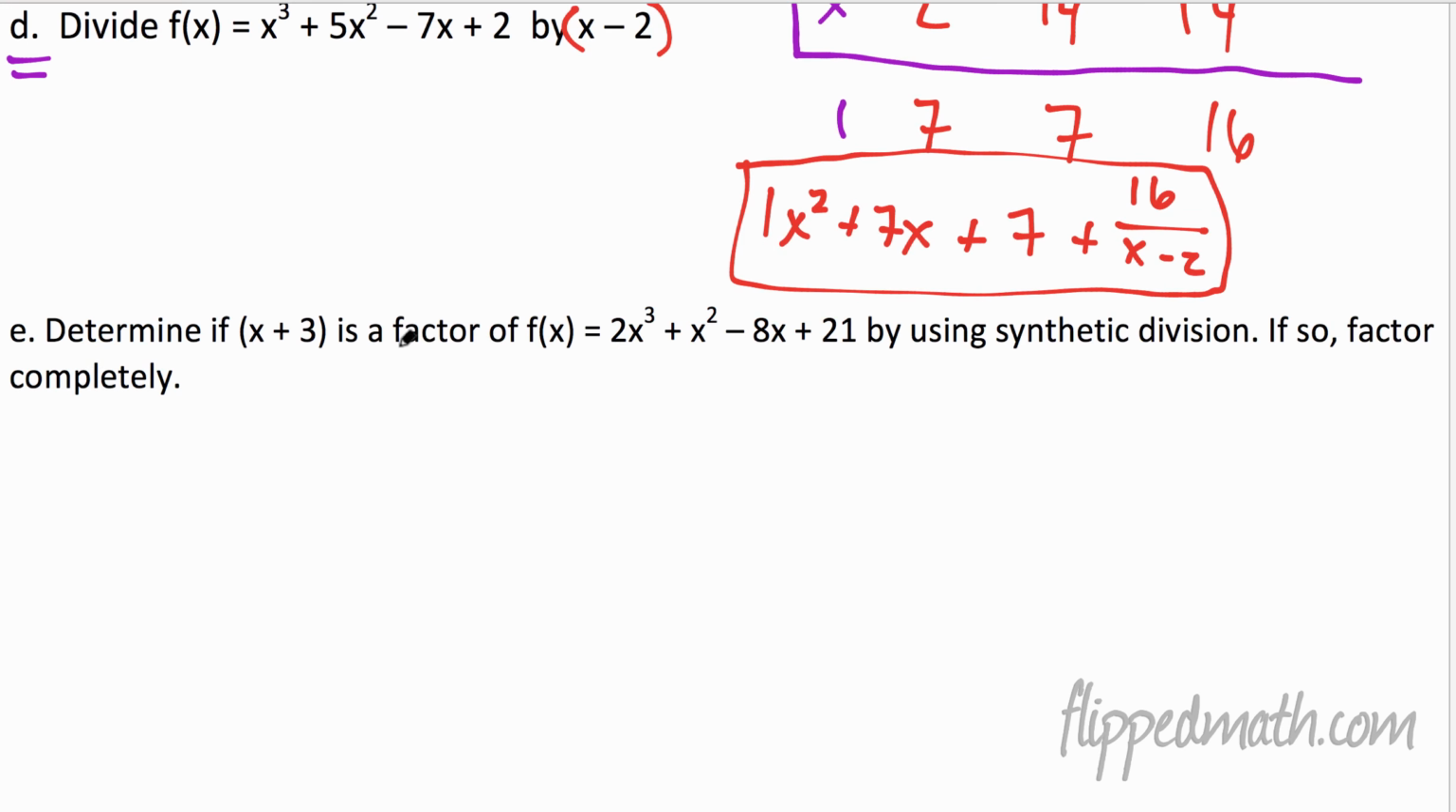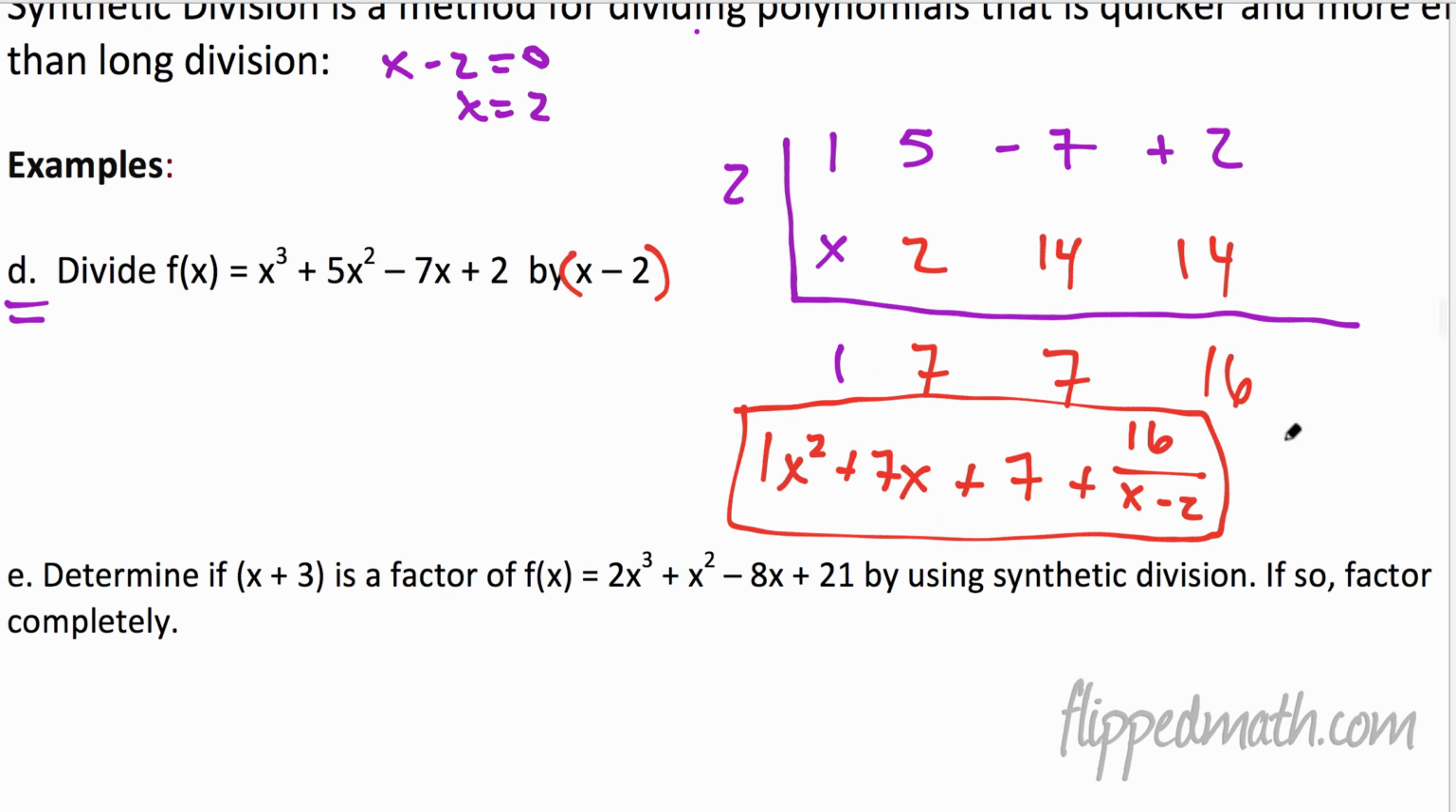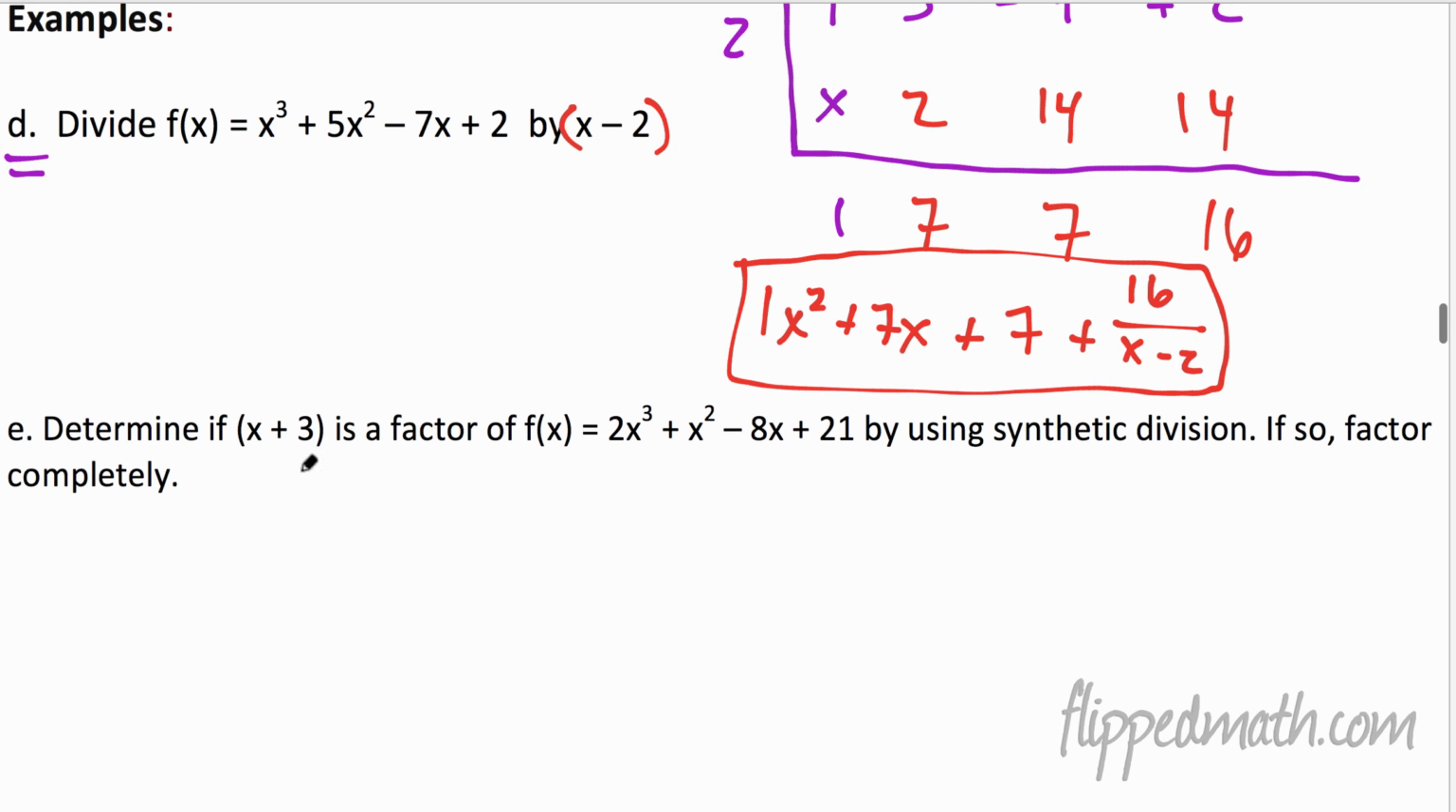It says determine if this is a factor. Now, what does a factor mean, by the way? We divided this, and we got a nice remainder. But what is a factor? Can we back that up a little? Like, is 5 a factor of 12? Well, if I divide 12 by 5, what do I get? A long time ago, we'd say 2 and 2/5. Okay, it didn't work out evenly.